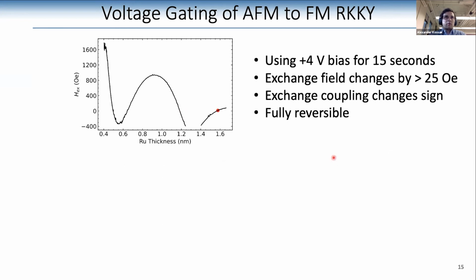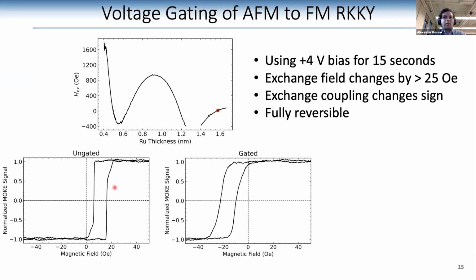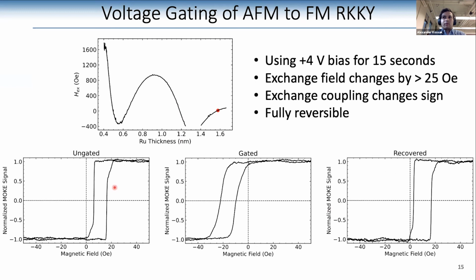And this works both ways. If we start with another device, in this case anti-ferromagnetically coupled, with the loop shifted to the right, we can gate it to a ferromagnetically coupled state and back to an anti-ferromagnetically coupled state. So we're switching the coupling between the two layers, between anti-ferromagnetic and ferromagnetic, as long as we're starting at a reasonably close place to the switching point.